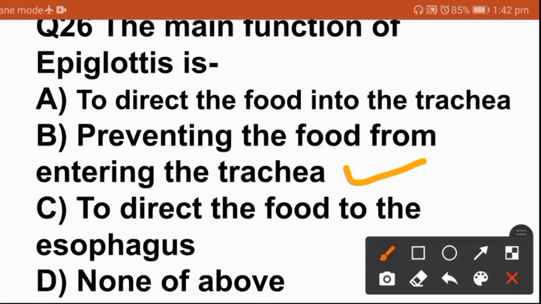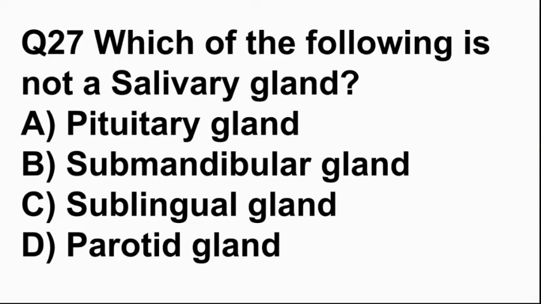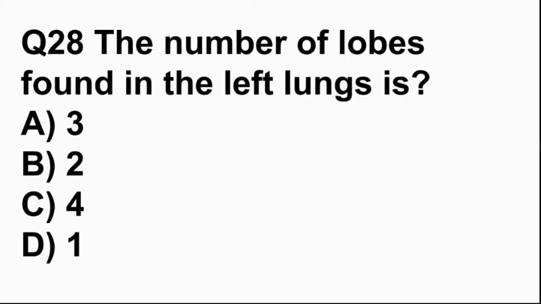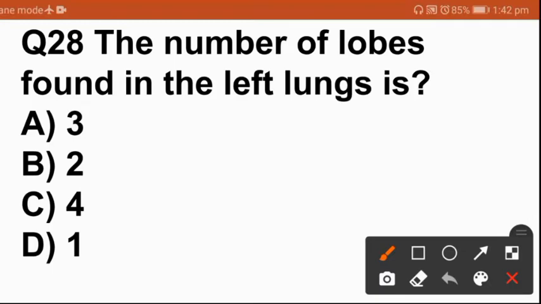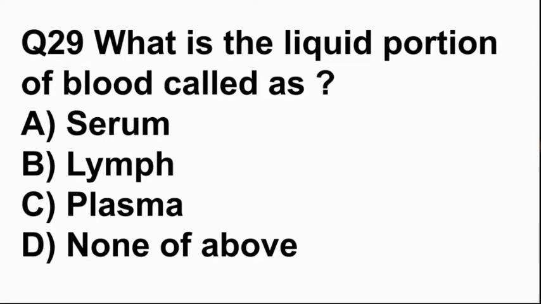Which of the following is not a salivary gland? A pituitary gland. The number of lobes found in the left lung is B 2. What is the liquid portion of blood called? C plasma.